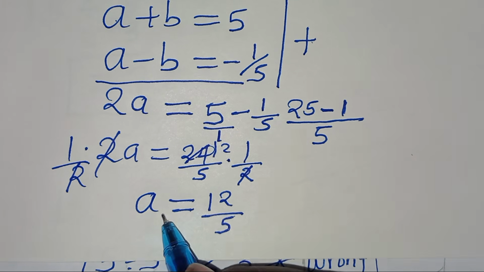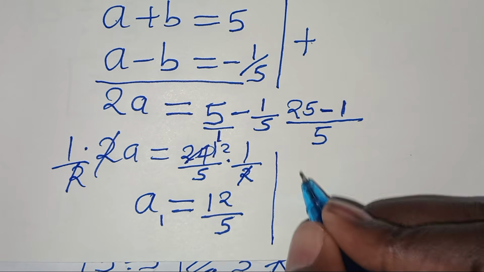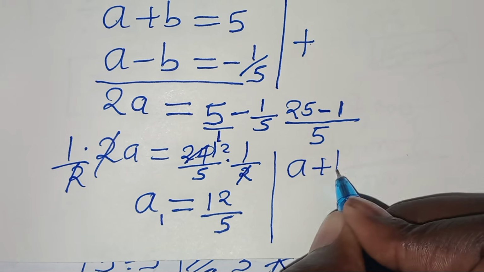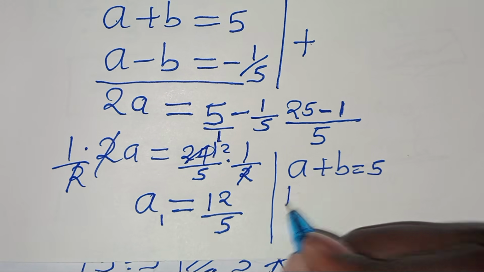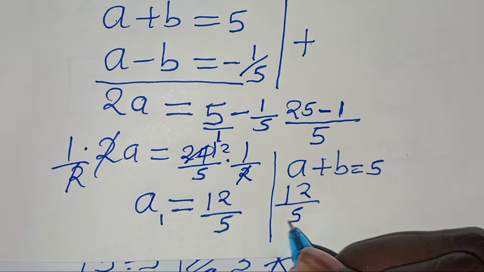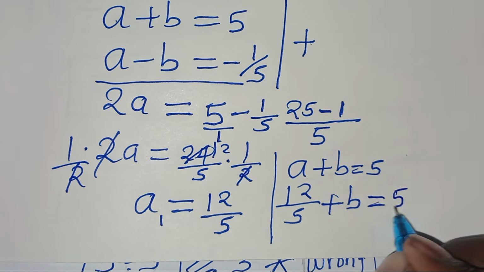We can call this a1. Now let's solve for b1. Remember we have a plus b equal to 5. So we can substitute a, which is 12 over 5, plus b equal to 5.